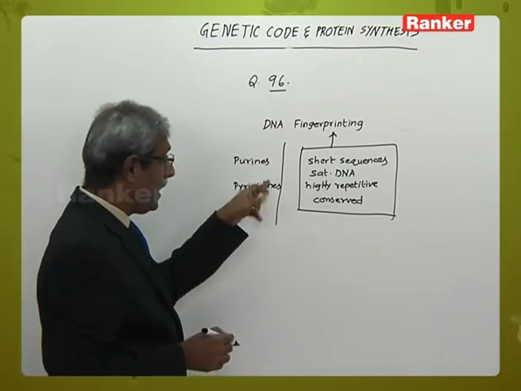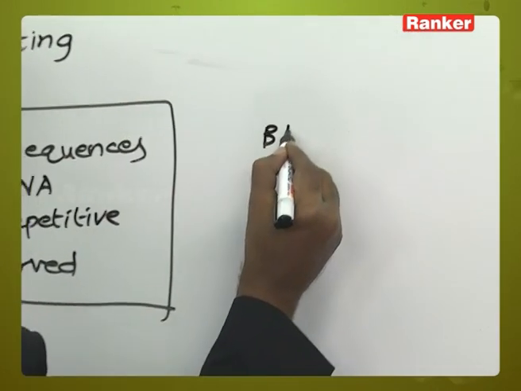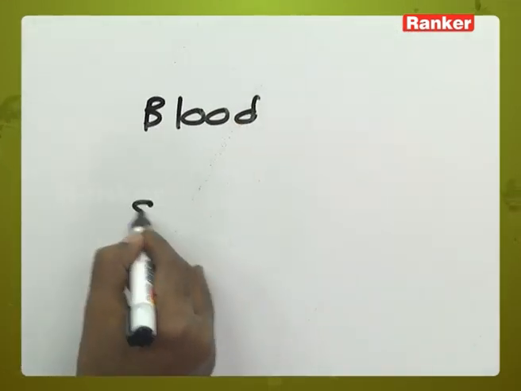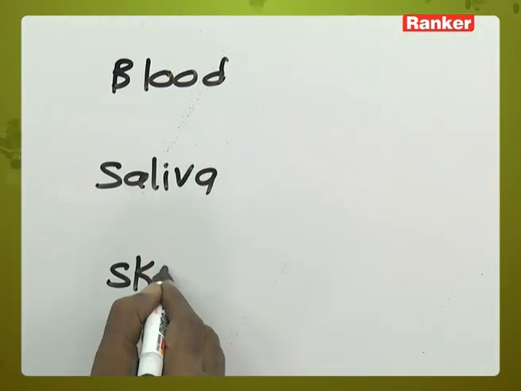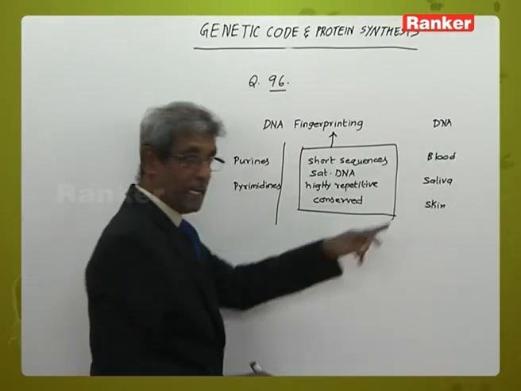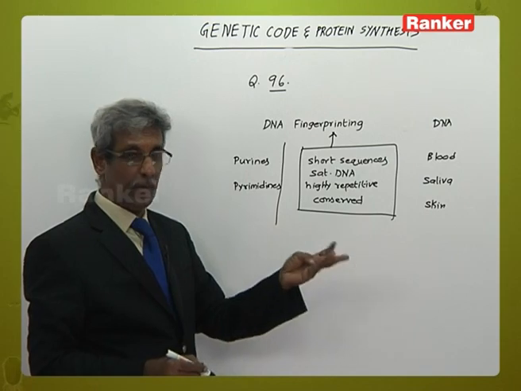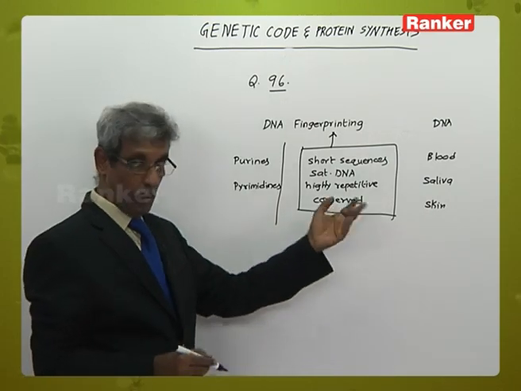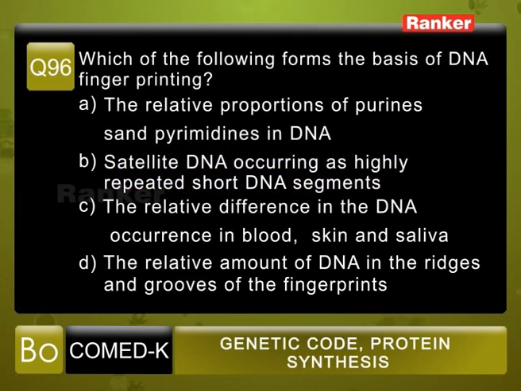While the relative differences of the DNA which occur in the blood, saliva and the skin is a secondary choice, and the relative amount of DNA in the ridges and grooves of the fingerprints is a non-obvious choice. Hence, the right answer is B.